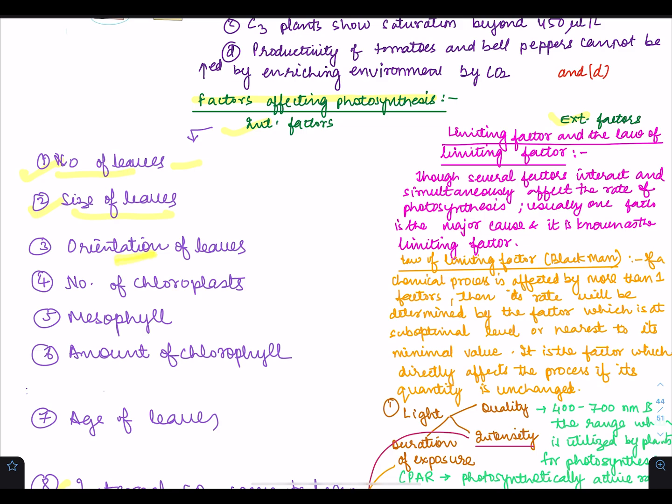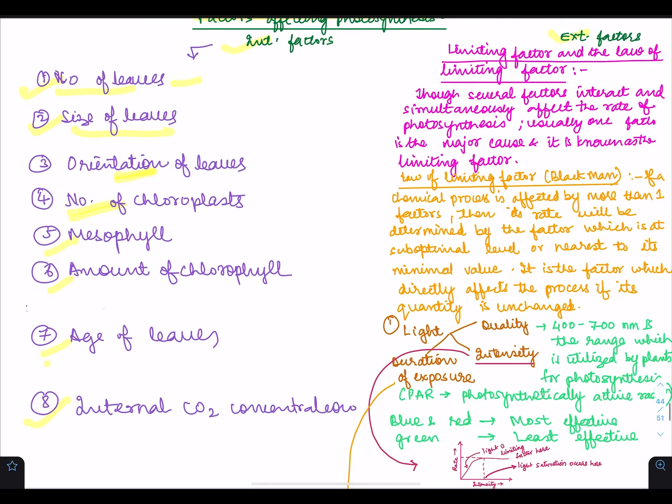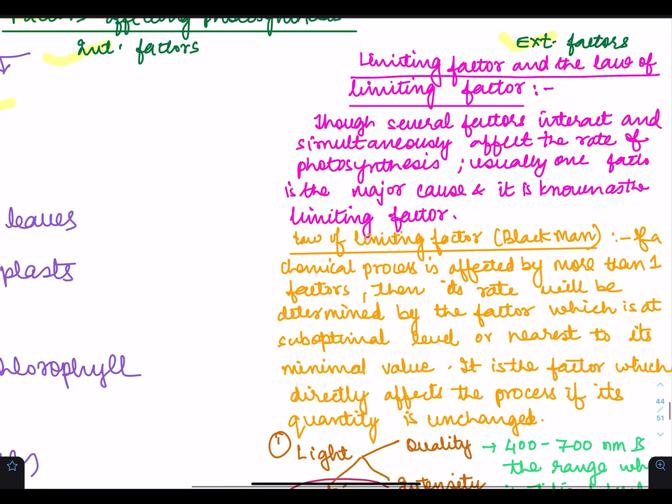Orientation, how they are oriented on the plant, are they receiving direct sunlight or not? The number of chloroplasts, this too is directly proportional to the photosynthesis rate. The mesophyll and the amount of chlorophyll, obviously. Age of the leaves, as the leaves go towards senescence, the efficiency of photosynthesis will obviously reduce. And internal carbon dioxide concentration is also very important for photosynthesis. Now, the more important factors are the external factors.